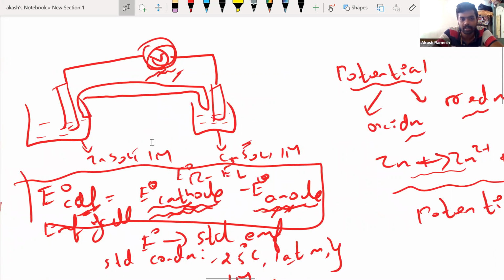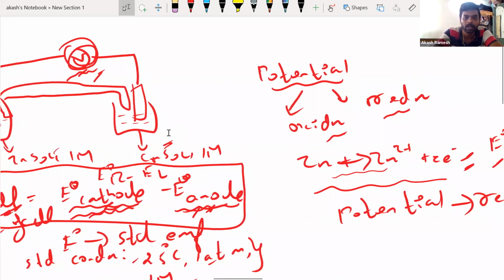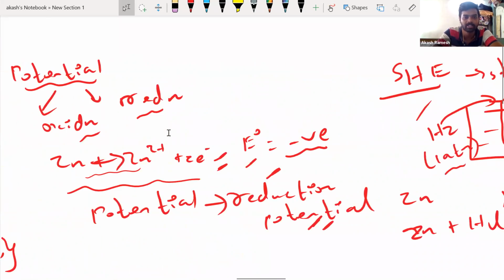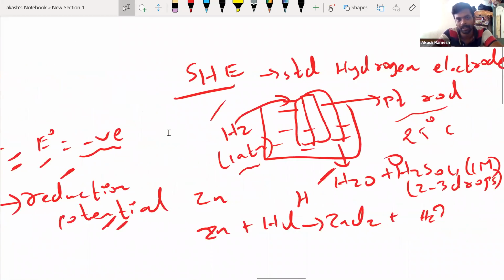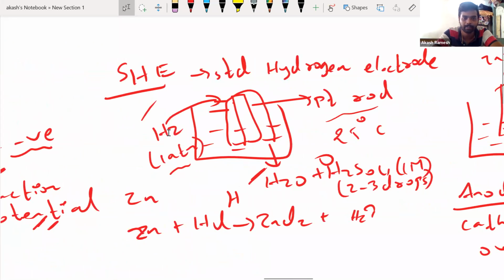Now the next thing is, how do you find an individual element's potential? The reduction potential of zinc, of copper, of aluminium. How do you find it? There is a thing called a standard hydrogen electrode. This is the setup. I have a vessel. In this, I have H2O and H2SO4. The H2SO4 concentration should be 1 M, and I add only 2 to 3 drops of it, just to increase the conductivity of water. Water is not conductive, so to increase the conductivity, I add some H2SO4.